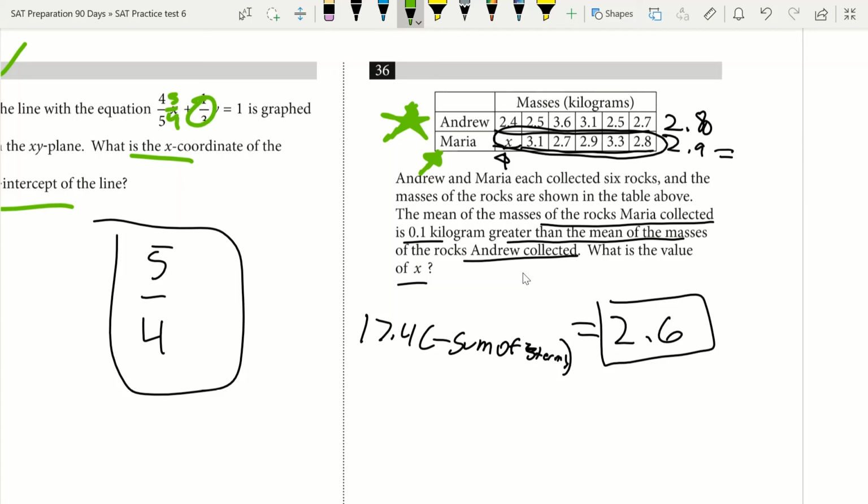Okay, so in this case, this one is one I'll go ahead and do. I'm going to find the mean for Andrew again. So I'll do 2.4 plus 2.5 plus 3.6 plus 3.1 plus 2.5 plus 2.7 divided by 6. That's going to give me 2.8, which I had. Then I'm going to do 2.9 multiplied by 6 to get the total I need for Maria. Then I'm going to subtract 3.1 plus 3.1 plus 2.7 plus 2.9 plus 3.3 plus 2.8. When I do that, that's going to leave me with 2.6, so I know that one's correct as well.